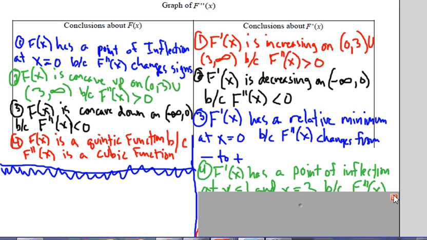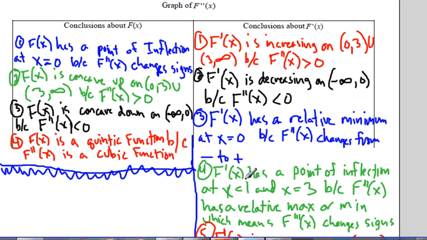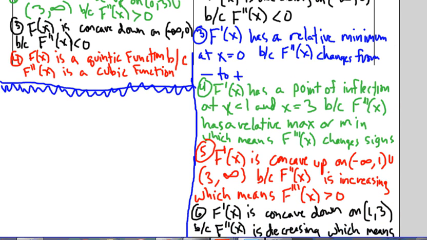I'm going to try to match those up. Then number 4, the derivative has a point of inflection at x equals 1 and x equals 3 because the second derivative has a relative max or min. Now, we hadn't talked about that, but another way to look at it is that the third derivative is going to change signs, and that's where 2 derivatives away it changes signs. 1 derivative more has a relative max or min, therefore the one before has a point of inflection. Okay, let's go to number 5.